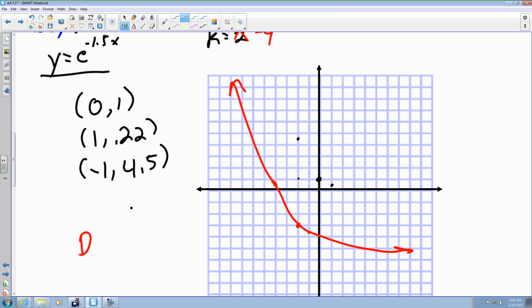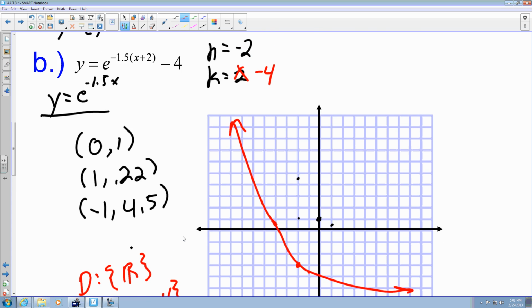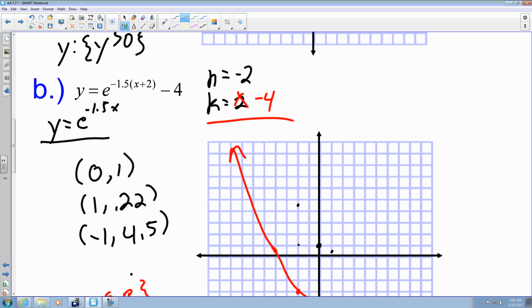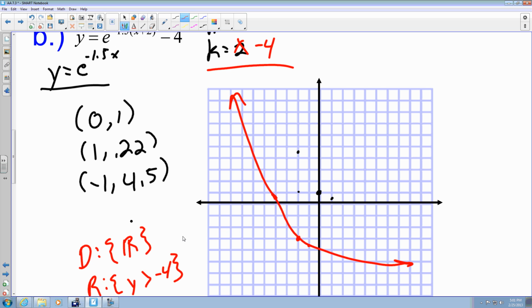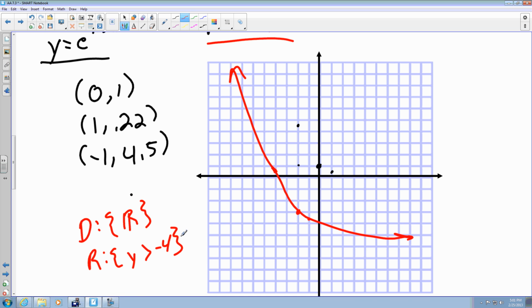My domain here will be all real numbers. My range will be y must be greater than -4. And that's where our k will help us with our range.